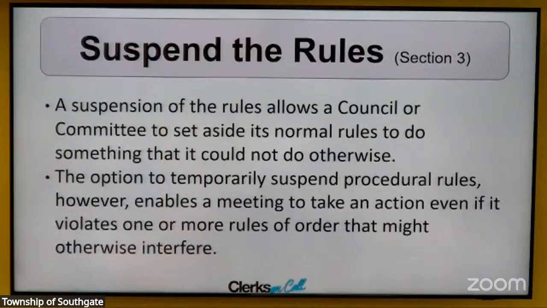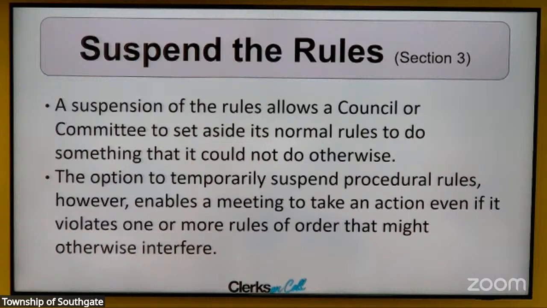And people often think of rules of order as rigid and restrictive, unchanging and inflexible, but that's not necessarily the case. Parliamentary procedure allows council to suspend its own rules. A suspension of the rules allows a council or committee to set aside its normal rules to do something it could not otherwise do. The option to temporarily suspend procedural rules enables a meeting to take an action, even if it violates one or more rules of order that might otherwise interfere. So sometimes dispensing with a procedural rule will actually enable a meeting to continue more efficiently.